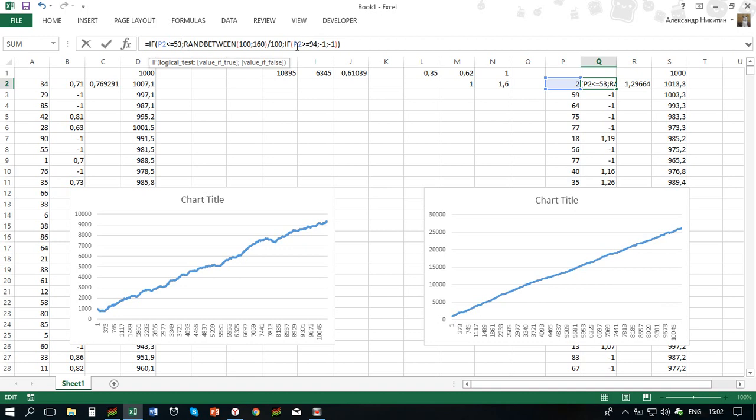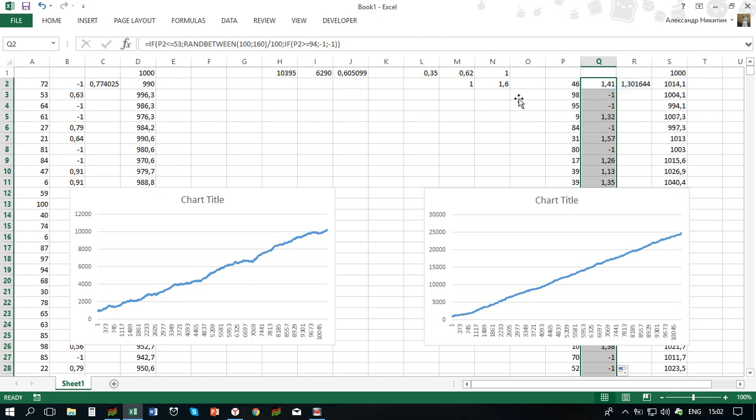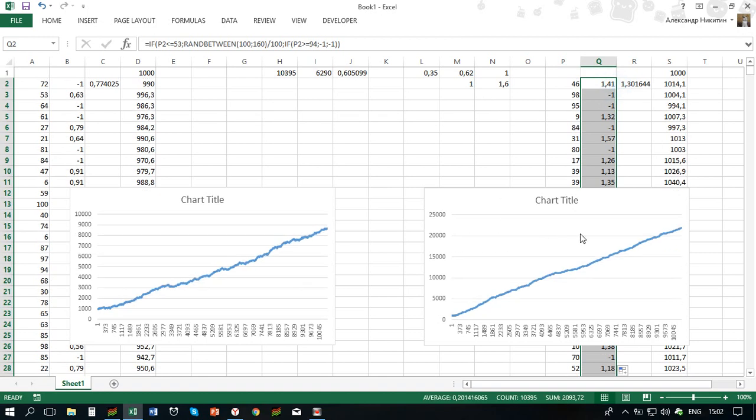53%, and the rest will be -1, -1. So no matter what, it is -1. Be it more than 94, be it less than 94, it will be -1. So if we win 53%, it will also be good. You see, it generates 2,000.